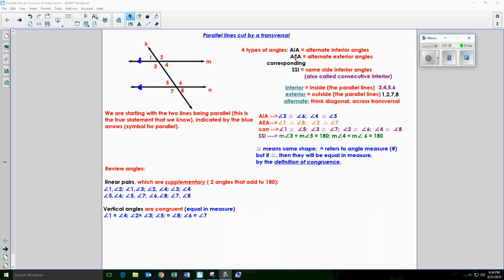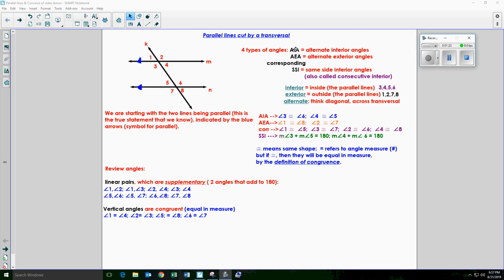Okay, so within this, we want to think of these four types of angles: alternate interior angles, AIA, alternate exterior angles, AEA, corresponding angles, often just simplified down to CORR for corresponding, and same side interior angles, SSI, also called consecutive interior angles in some books, like it is on that worksheet you have for homework.